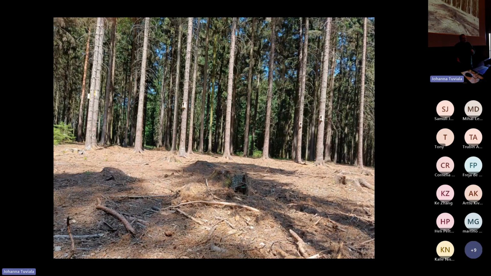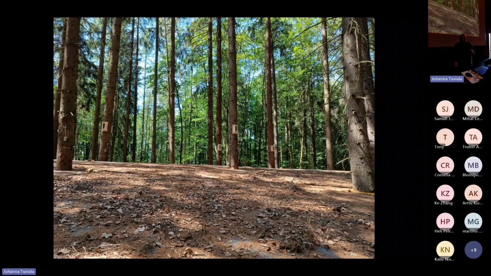Then we had forest edges. I think they were cut just before the experiment in winter, and this is the normal condition where beetles attacked the trees, mostly in mountains. And this is the control stand, without any disturbance, without roofs and forest edges.